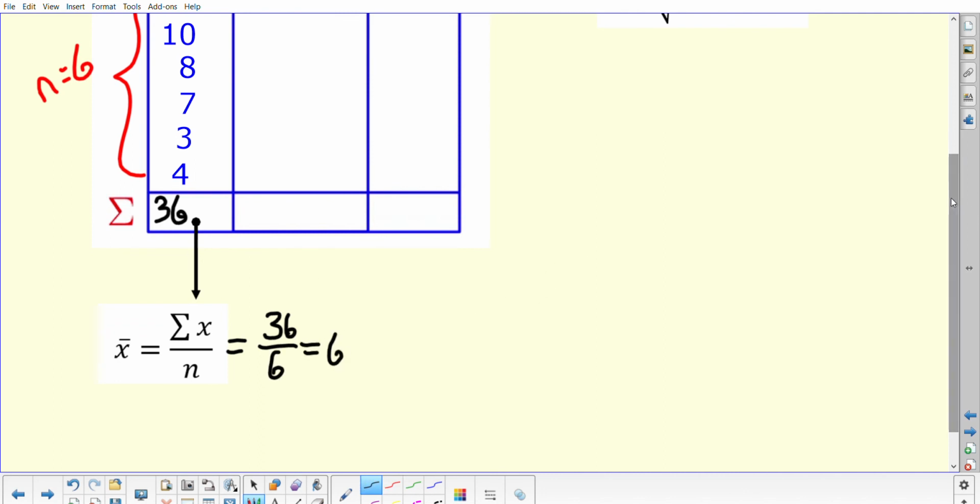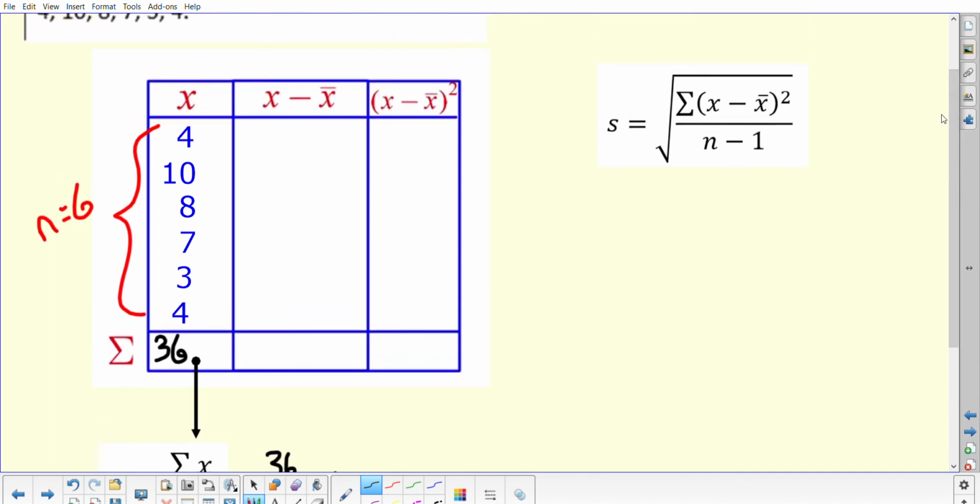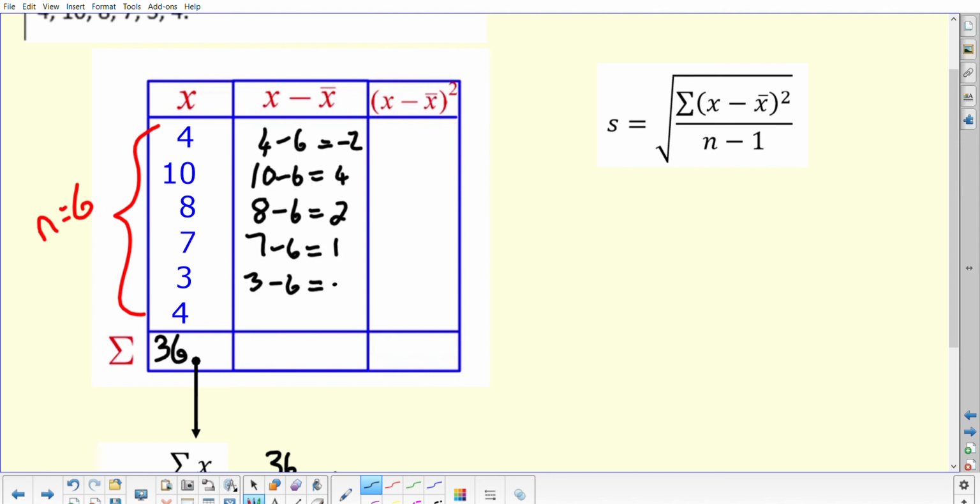We now want to be taking that away from each of these numbers that we've got going on here. So we're going to be doing 4, take away the 6, which is the mean value, so we're going to get -2. Then we're doing 10, take away 6, which is 4. 8, take away 6, which is 2. 7, take away 6, which is 1. 3, take away 6, which is -3. And then 4, take away 6 is -2. So if you've done that correctly, that middle term will total to 0, but you can just leave that. You don't need to write 0 at the bottom of this.